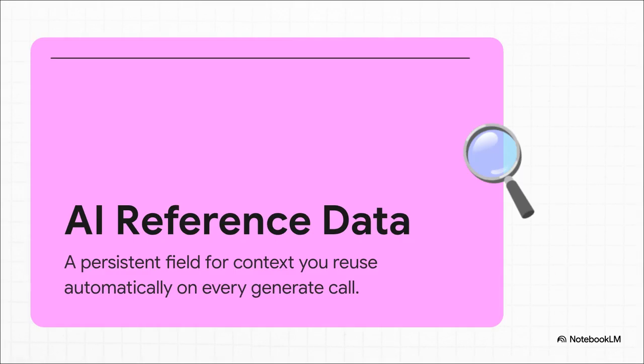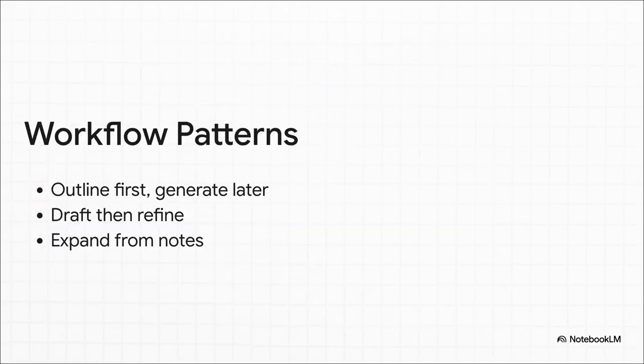It's called AI reference data. I want you to picture this as the permanent, always-on brain for your specific project. Instead of annoyingly copy-pasting your brand style guide into every single prompt you write, you just drop it into this persistent field once. From then on, it quietly hums along in the background on every single generate call. It basically ensures that things like your specific industry jargon and your non-technical tone are always respected. Huge, huge time saver. So what does this look like in practice?